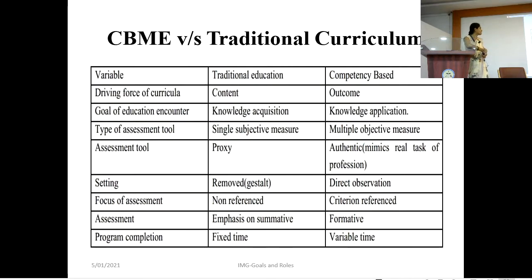Next is the focus on assessment. Traditional curriculum education was non-referenced, whereas the present curriculum is criteria referenced. Next, the assessment in traditional curriculum education emphasizes the summative, meaning at the end of the first year, like that, whereas the present CBME curriculum is formative. That means at regular intervals, the internal assessment will be conducted. So it is a formative mode of assessment. And in the old curriculum, program completion was a fixed time, but in the present curriculum, it is a variable time.